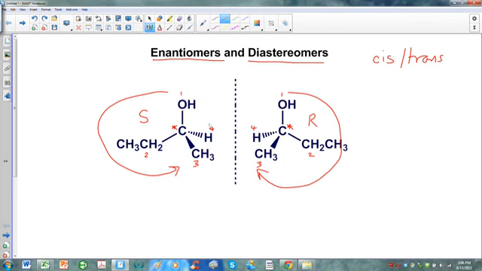So whenever you have 2 mirror images like this, with 1 stereocenter, check to see what the stereochemistry is of each. If both of these ended up being R, then these 2 representations would be of an identical compound. Opposite stereocenters means they are enantiomers. They're non-superimposable mirror images.